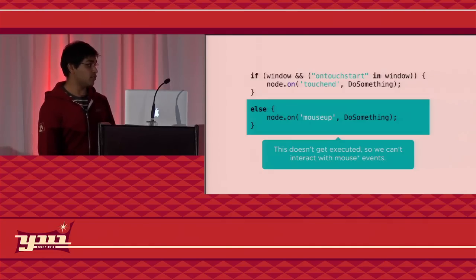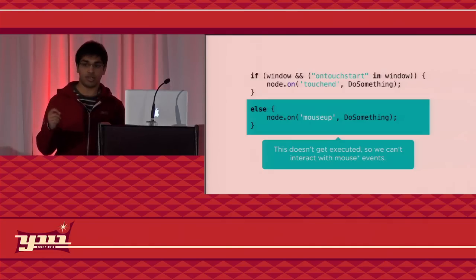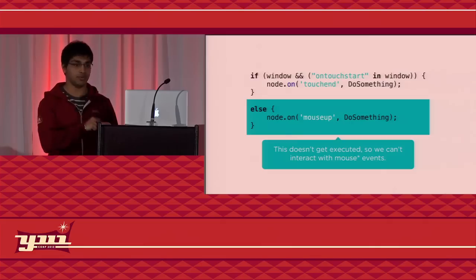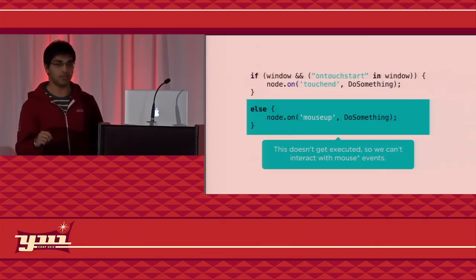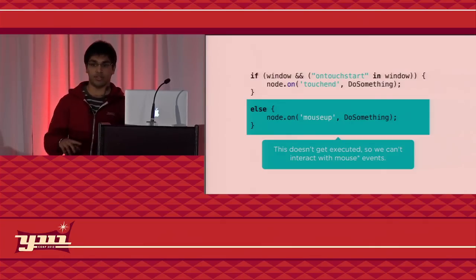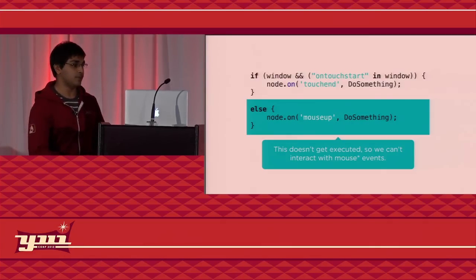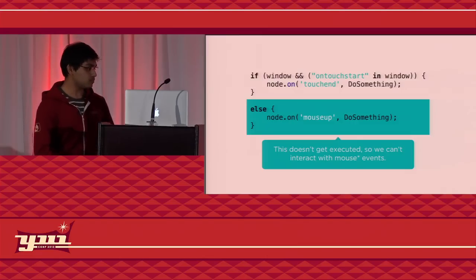So what happens is if the user interacts with their screen, everything works fine, but as soon as they stop interacting with the screen and they tap or click on something using the keyboard or mouse on that device, we have no interaction, nothing works, everything breaks down.